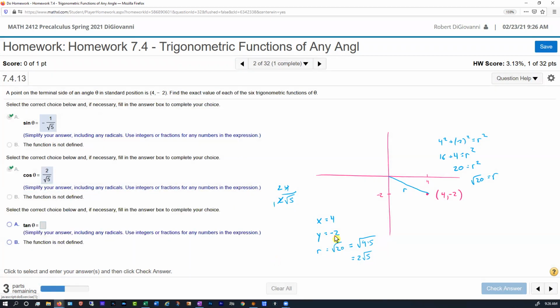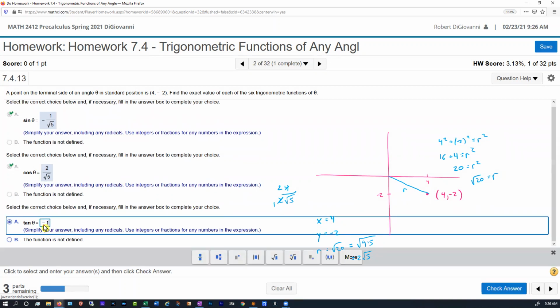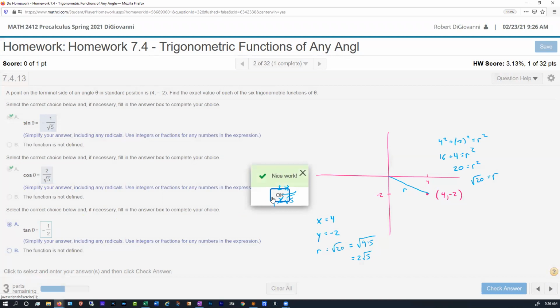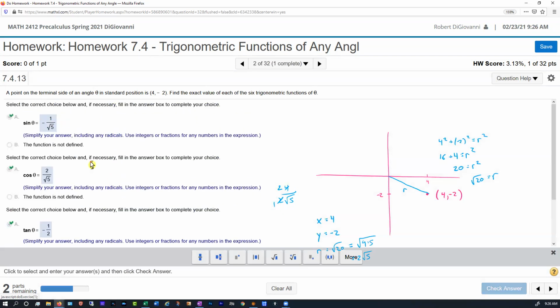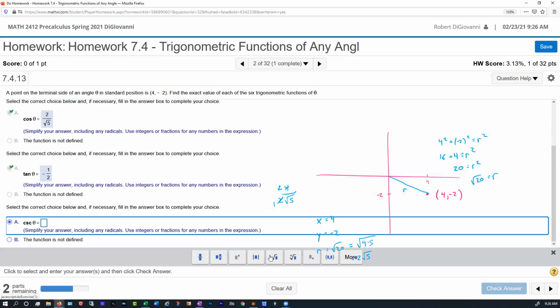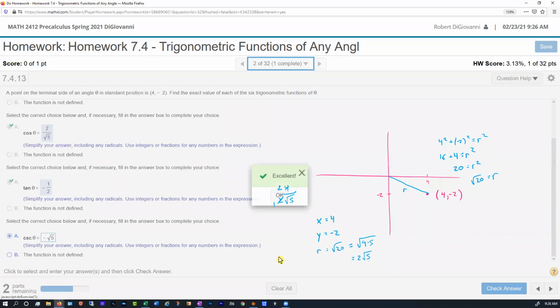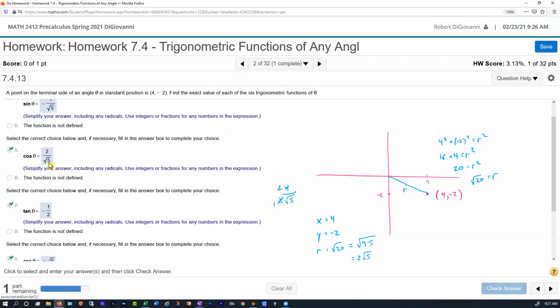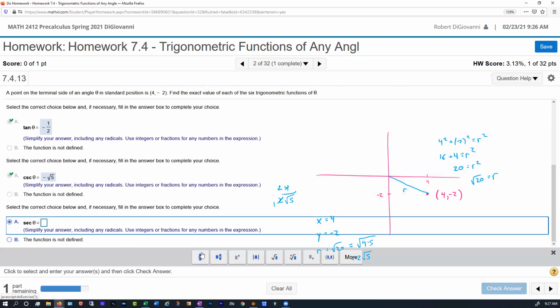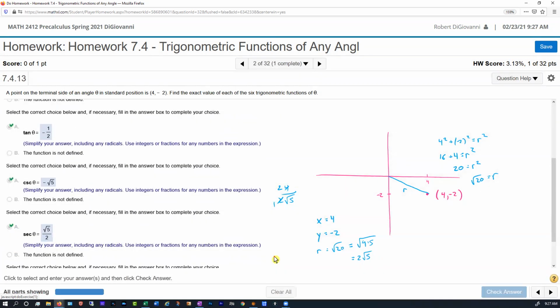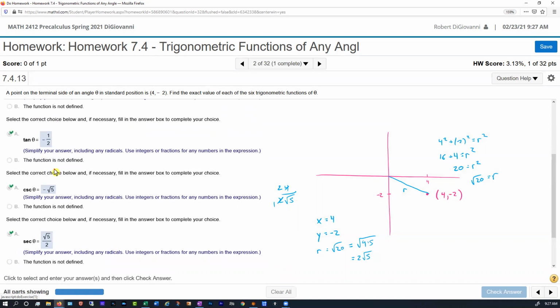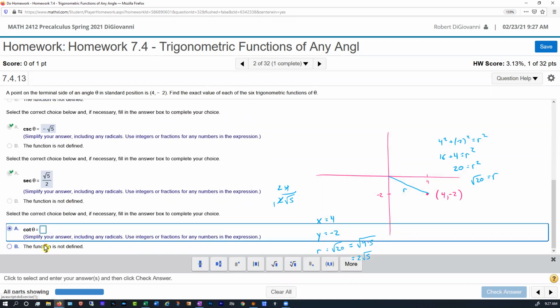And tangent will just be the y over the x, so -2 over 4. That reduces to become -1/2. All right. Now, cosecant, I'm just going to flip these over. So cosecant is the reciprocal of sine, so negative root 5 over 1. So I'm just going to put negative root 5. And then the reciprocal of cosine is root 5 over 2. And then cotangent, let's see, we had negative 1/2. So we're going to flip that over. It's going to give us -2.